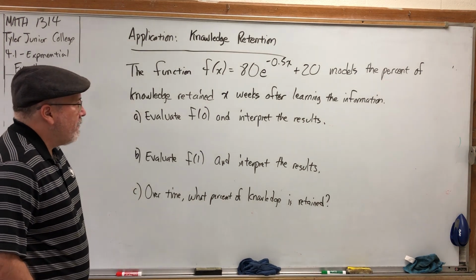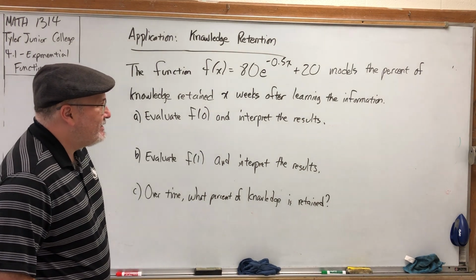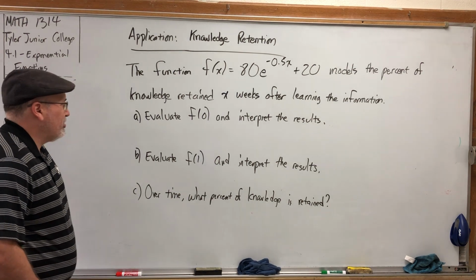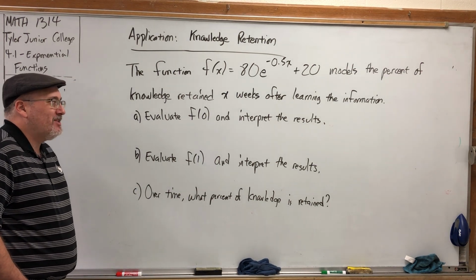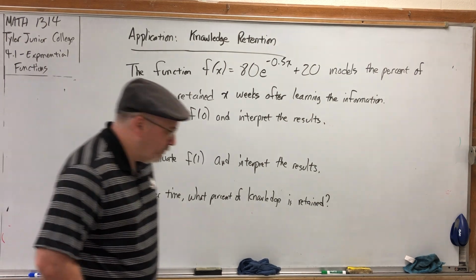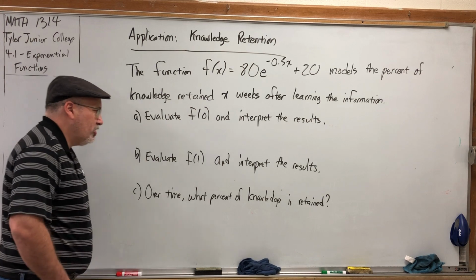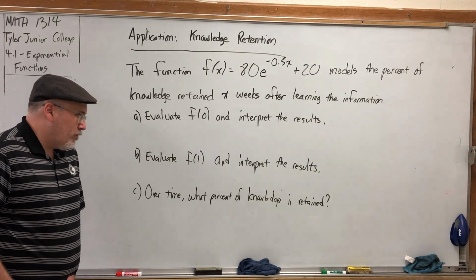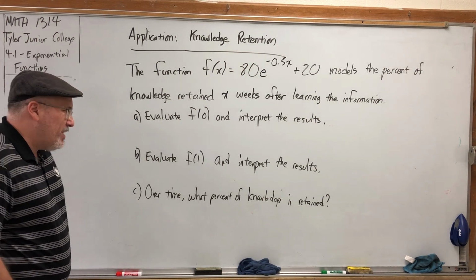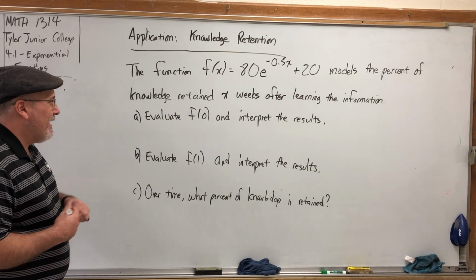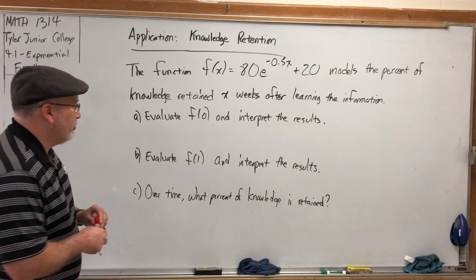This function, f of x equals 80 times e to the negative 0.5x plus 20, models the percent of knowledge retained x weeks after learning the information. So in this one, we're going to evaluate and interpret two results. And then we have a little bit more of a theoretical question at the end, but we have the tools to answer it. So let's start with part A: evaluate f of 0 and interpret the results.